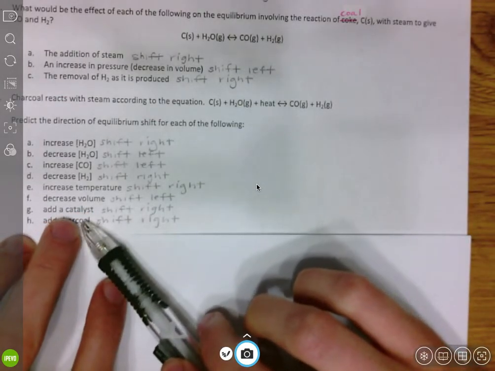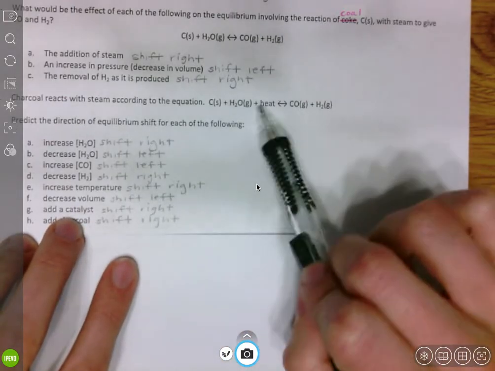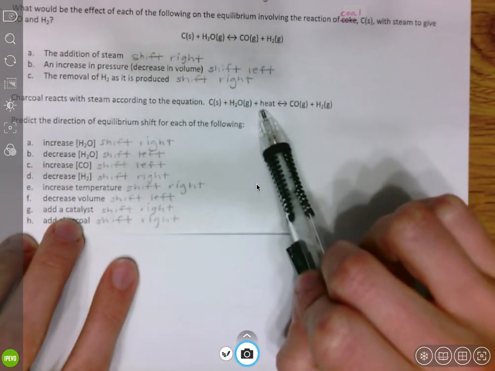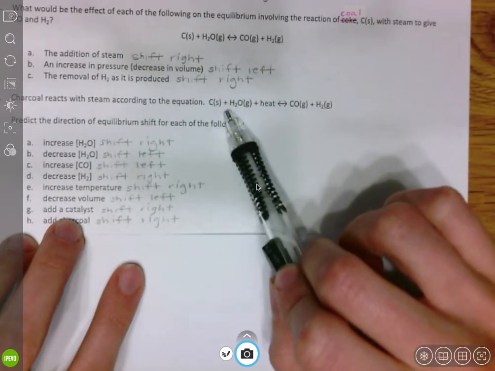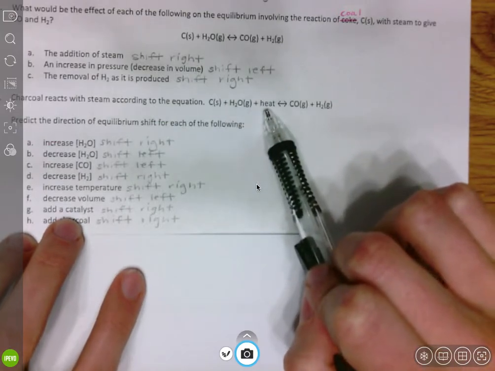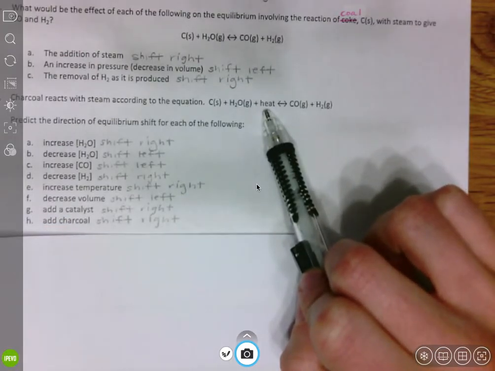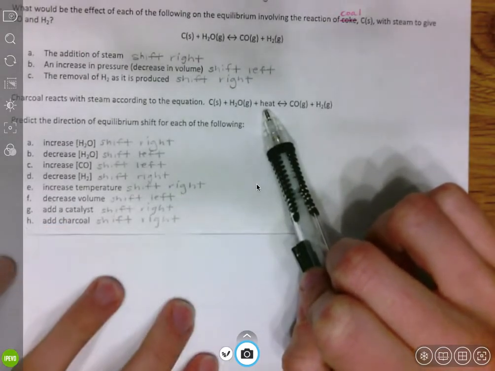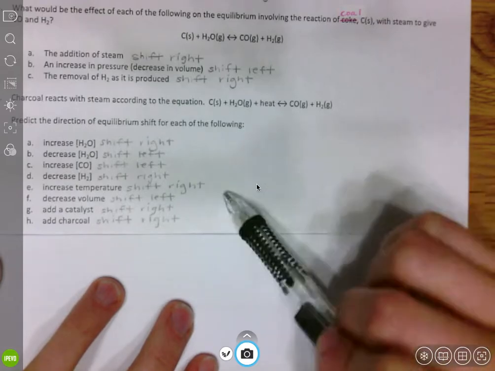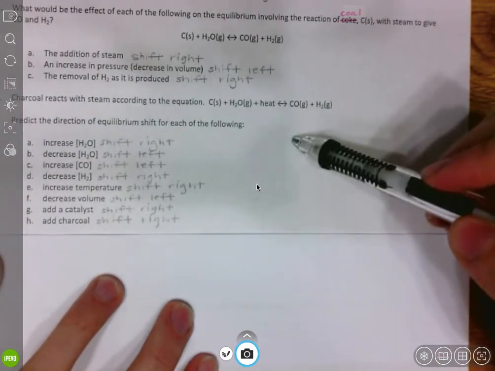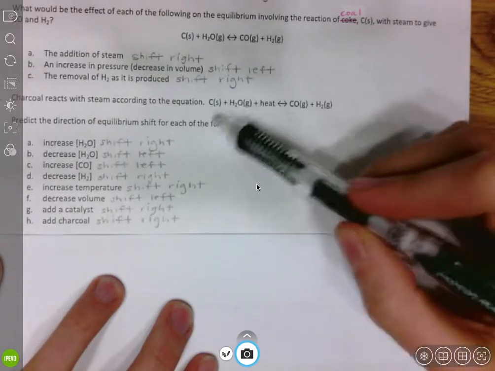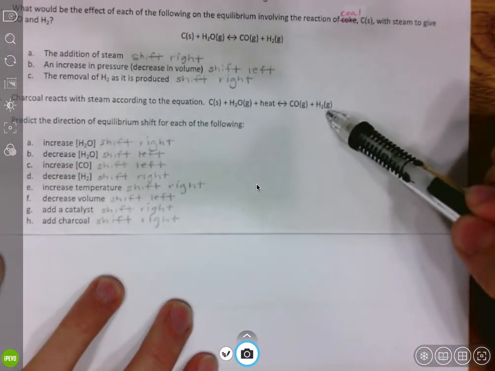If we are adding a catalyst, we're going to shift to the right. That means we have to use less heat energy because the catalyst is going to decrease our activation energy. We're going to add in the heat energy to reach that threshold for activation energy, but with a catalyst, it's going to just go a lot faster. We don't need much heat, so we're shifting to the right.